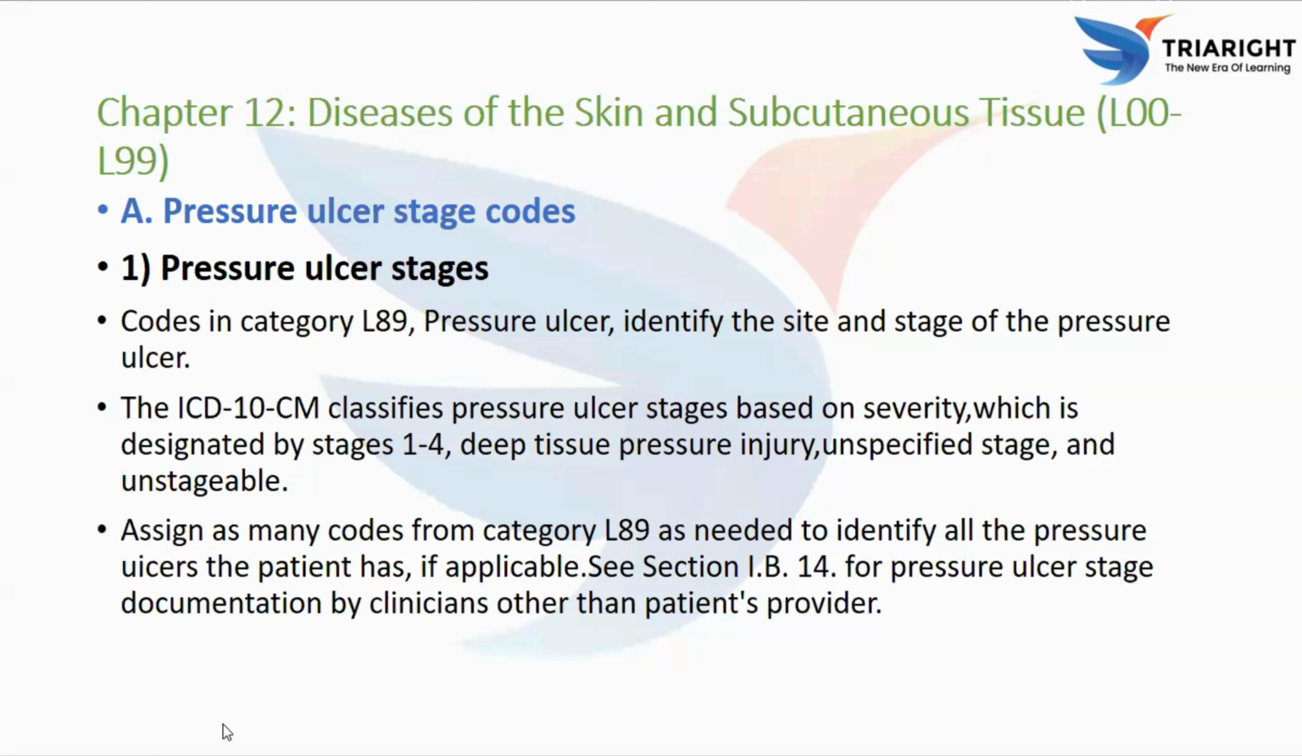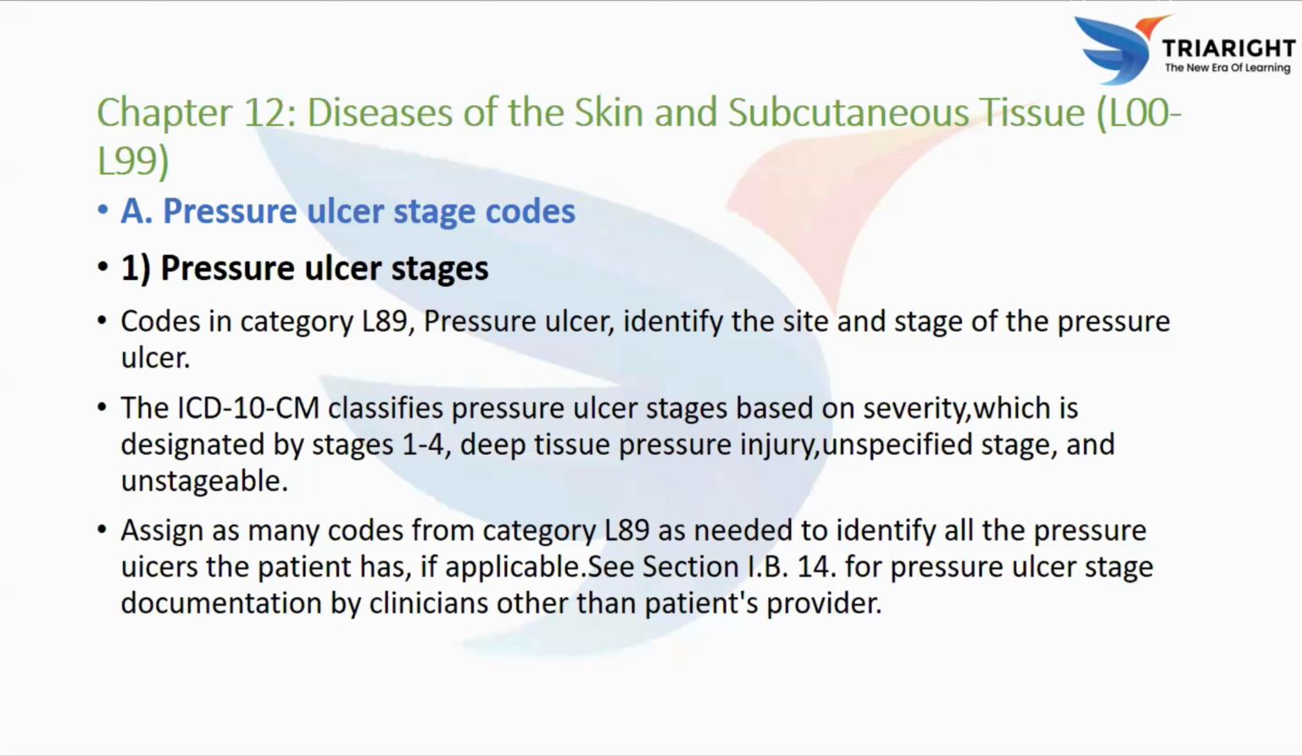So what is the first guideline? About pressure ulcer stage codes. So what are pressure ulcer stages? Pressure ulcers are also called bed sores or decubitus ulcers. These occur when there is constant pressure on the skin, usually in patients who are bedridden or immobile.